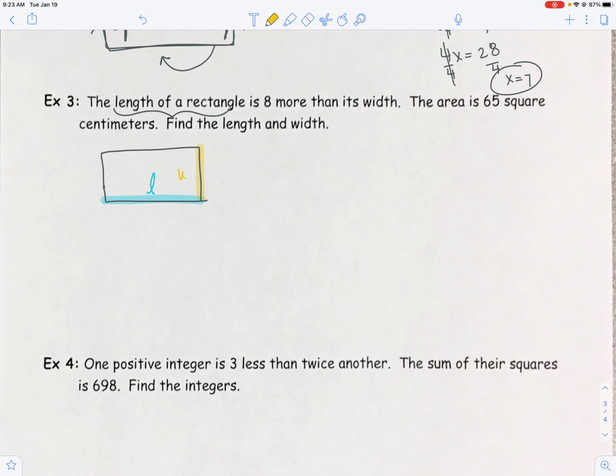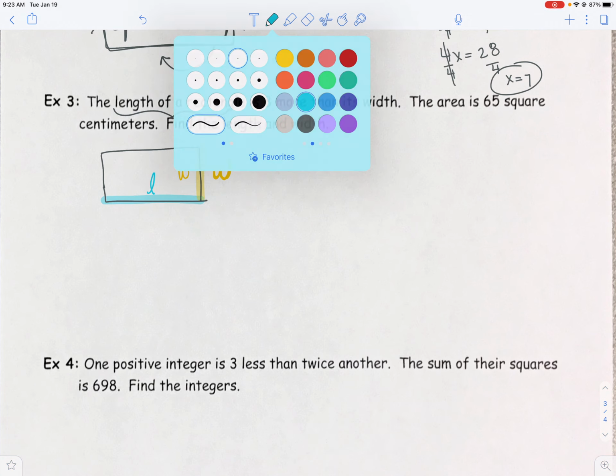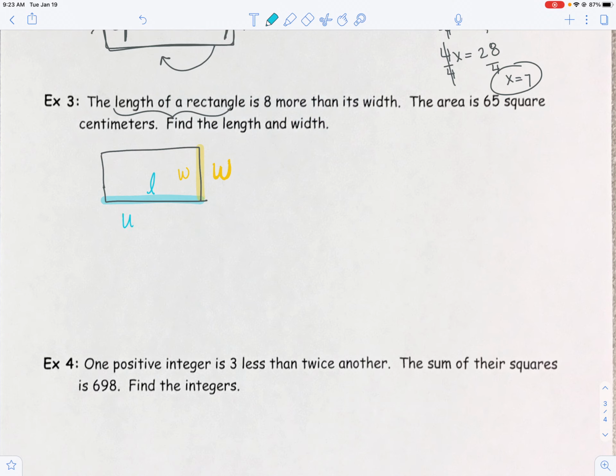There's your width. What that says is the width is my W, or X, whatever you want to call it. The length is 8 more than that, so it's going to be W, the width, plus 8. I've got the width is W, and it told me in the question that the length was 8 more than the width, so 8 more than is plus 8.